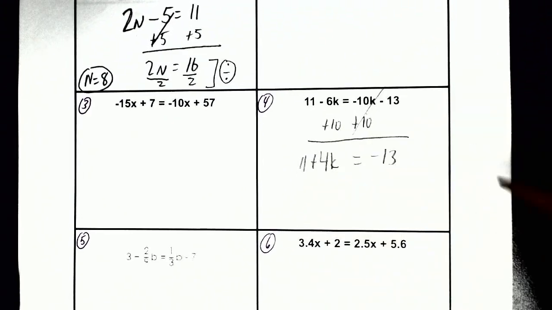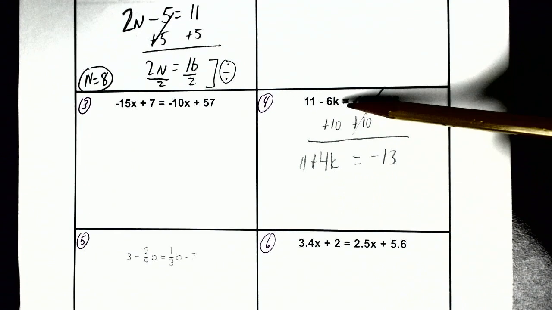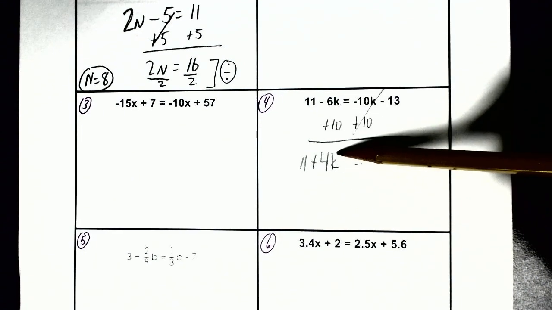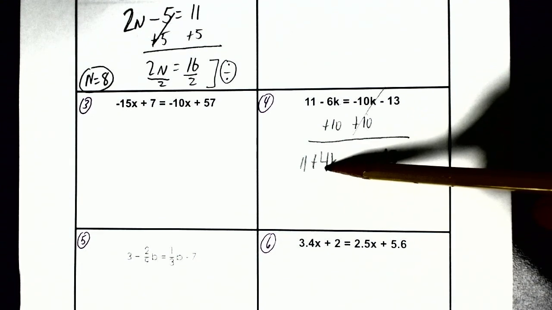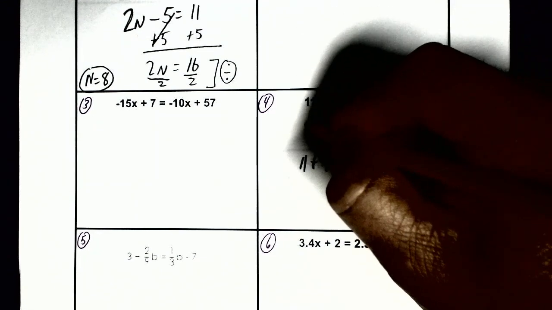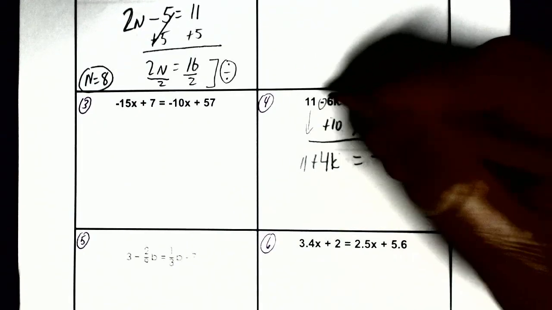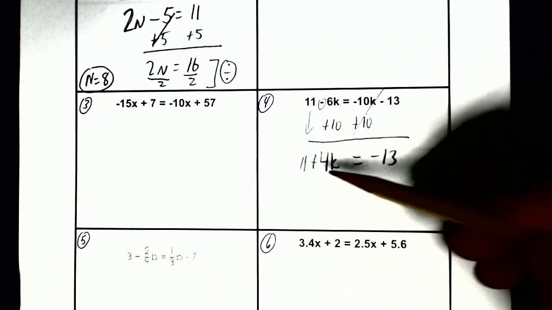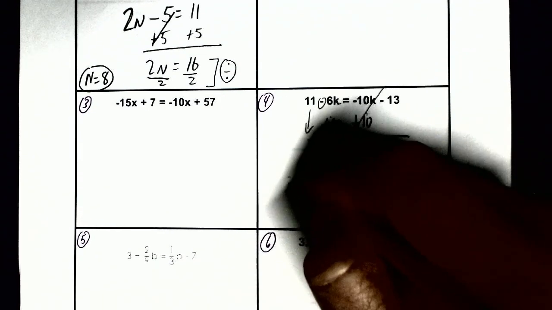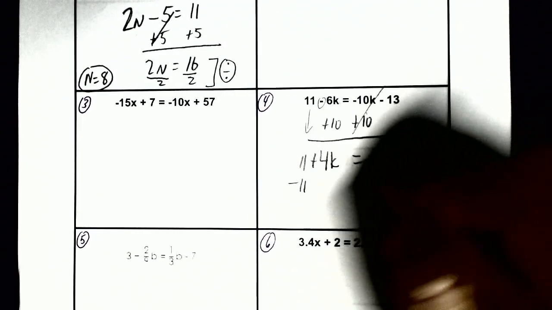Now let's take a look at what just happened. I have a minus 6k and I subtracted 10. That becomes a 4k and that sign changes because that 4 is positive. So I just brought my 11 straight down. Notice that becomes a plus 4. And then I have 11 on both sides.